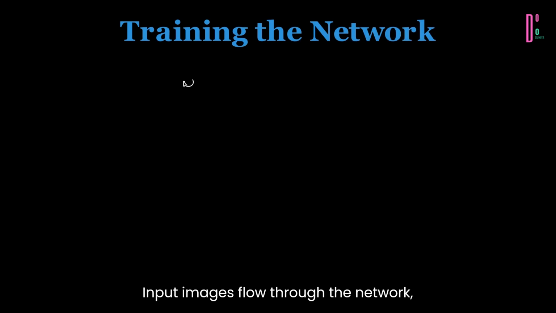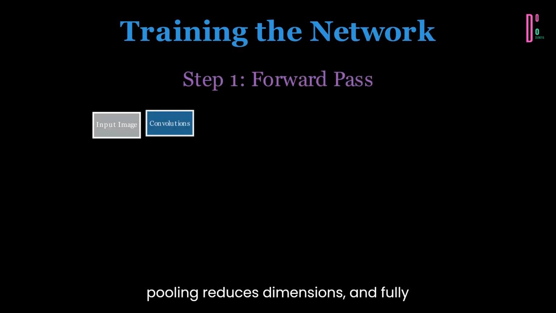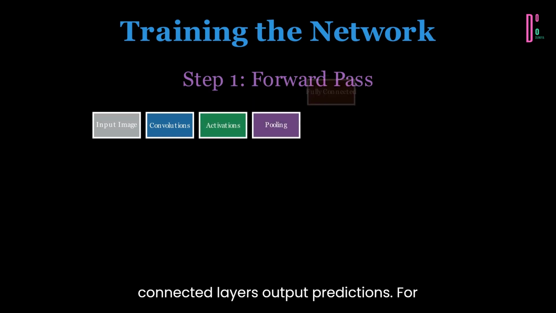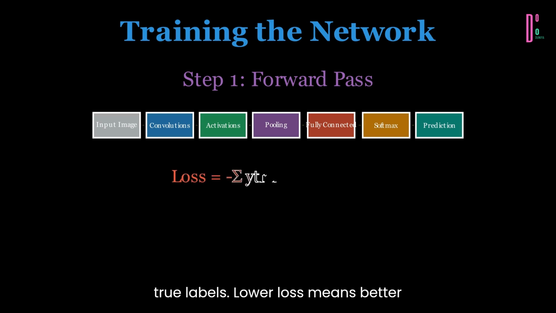Training begins with a forward pass. Input images flow through the network, convolution operations extract features, pooling reduces dimensions, and fully connected layers output predictions. For a batch of images, we compute the loss function, typically categorical cross-entropy for classification. This measures how far predictions deviate from true labels. Lower loss means better performance.